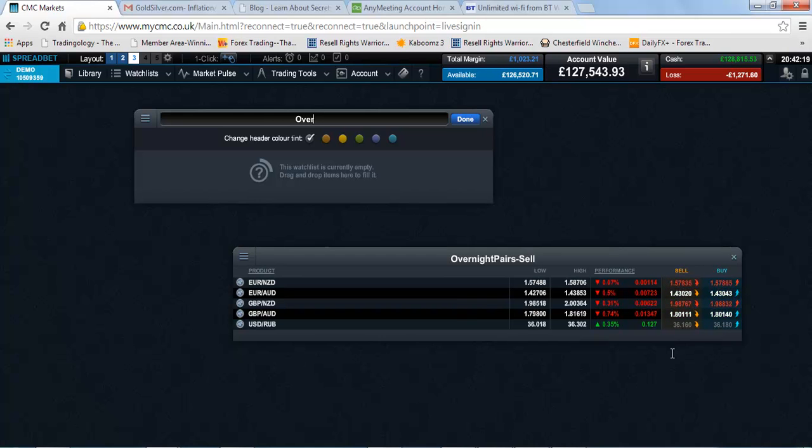overnight pairs dash sell, so that you will not confuse yourself. So you know that you've got one for buy, which has 7 currency pairs, and this is a sell one. The sell has got 5 currency pairs. When you are done, you click on done.